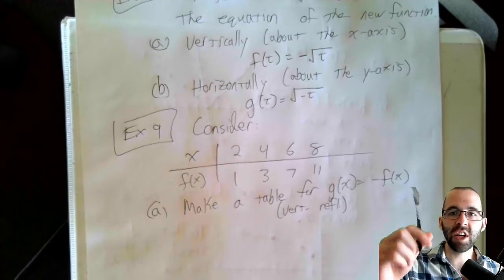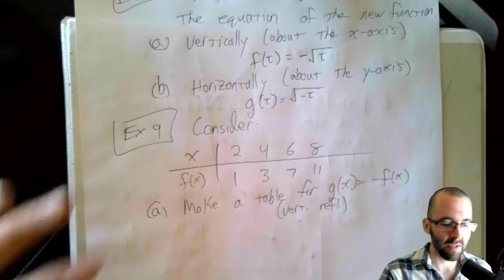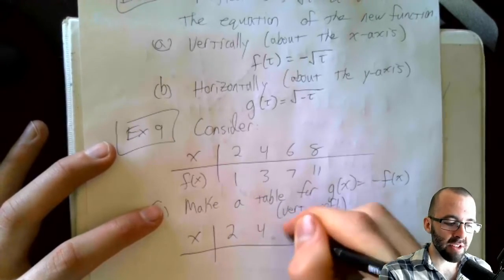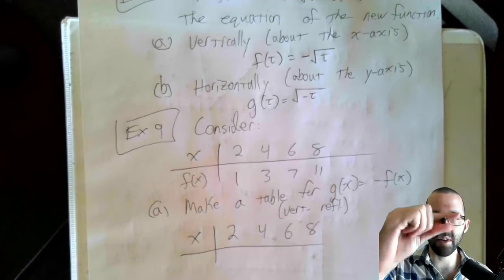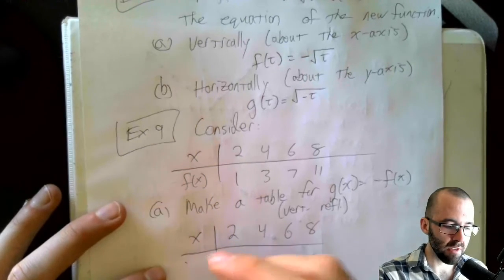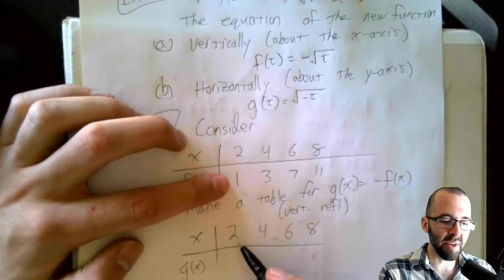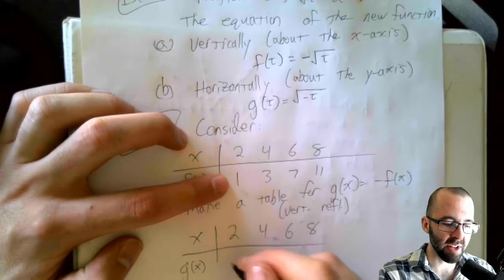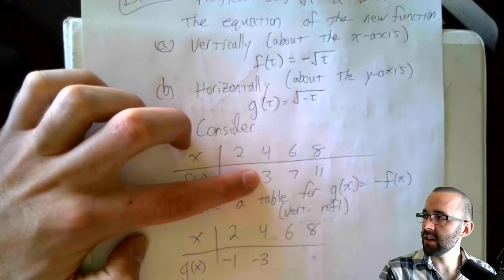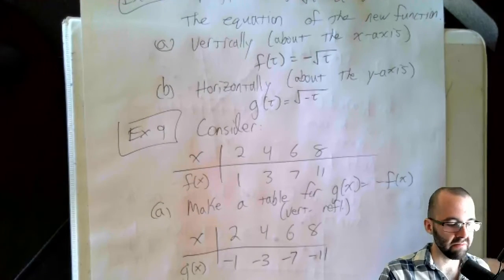So what does that do? It changes all the y values, right? It reflects all the y values. So when we make our table, we're just reflecting all of the y values. The x values are not being changed when we flip something upside down. The x value doesn't change. It's only the y values that change. Specifically, you get flipped upside down. So if you're at positive 1, flip that upside down, you get negative 1. Positive 3, flip that upside down, you get negative 3. Positive 7, upside down is negative 7. Negative 11, right? That's it.